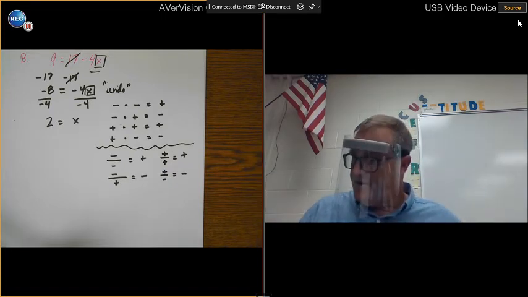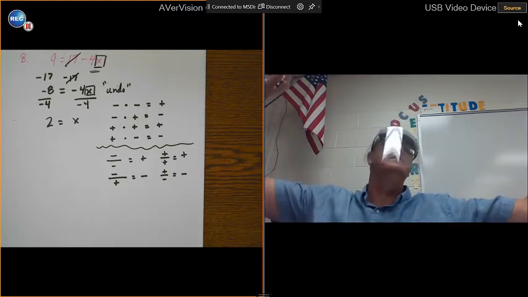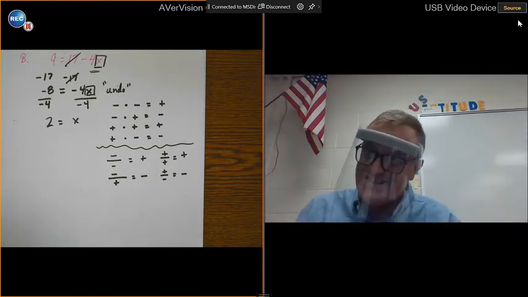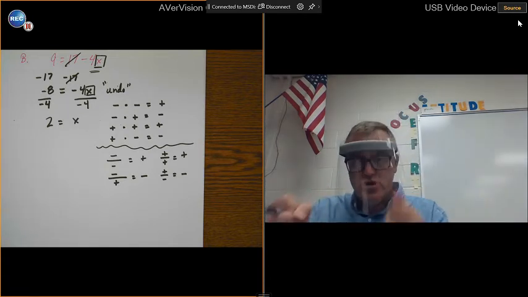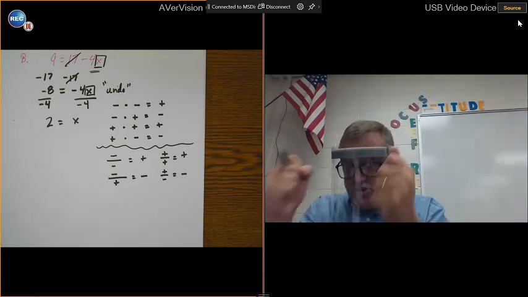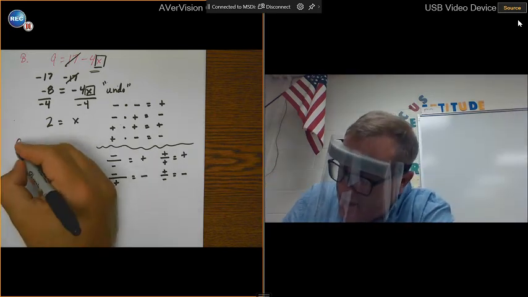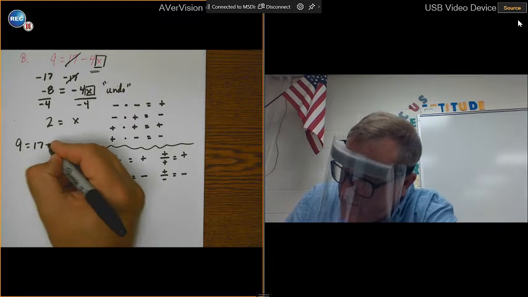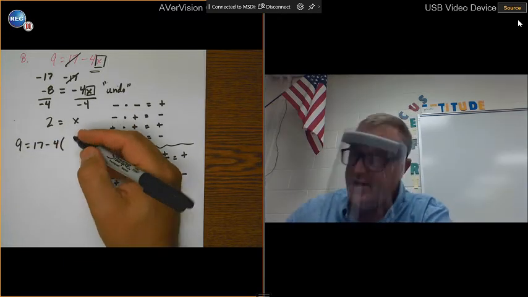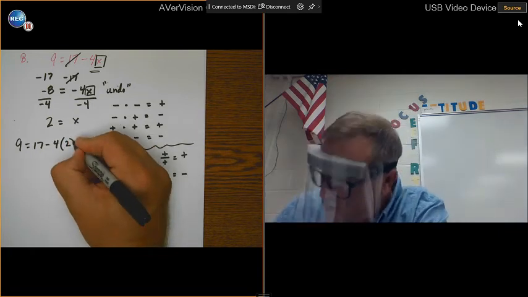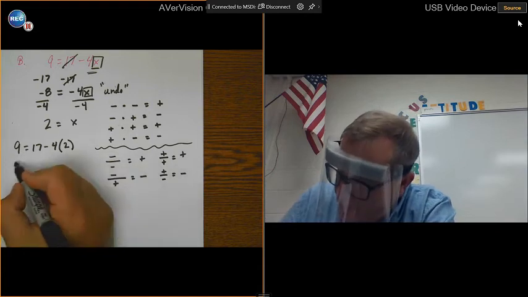Did we get the final answer, by the way? Oh, yes, but awesome thing for algebra. We can always check. It doesn't tell us to check, but we can check because we are so relentless in getting the right answer. So to check, we're going to go 9 equals 17 minus 4x. And I'm going to use the substitution property. I'm going to replace the x with a 2. And I'm going to verify that this is proper.